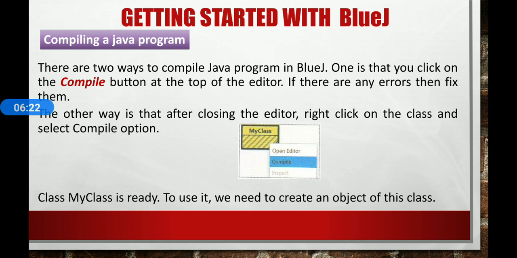Note that an uncompiled class icon will show gray slanted lines in its rectangular box. After successful compilation, these lines will disappear. Now myClass is ready. To use it, we need to create an object of this class.